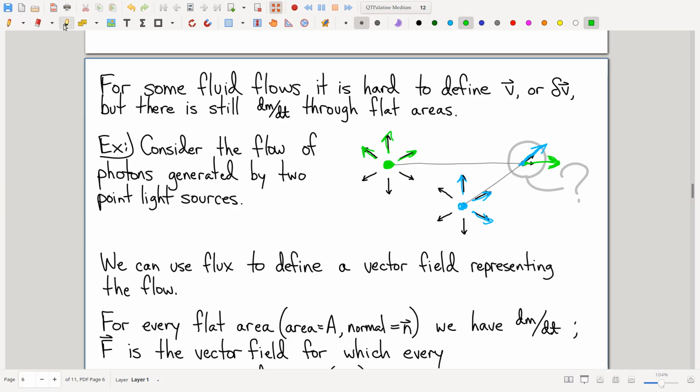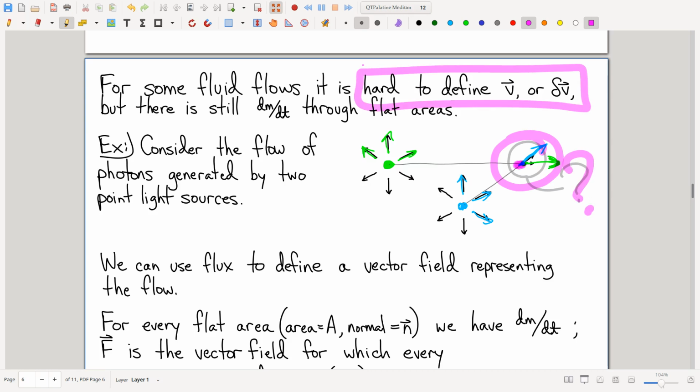So now I ask the question: if we were to represent this with a vector field at that point, how do I talk about the velocity of the fluid at this point? I can't. There are two different velocities there. It's not clear what V even means. So this is a non-zebra-like fluid. This is really weird. Water doesn't do this. Air doesn't do this.